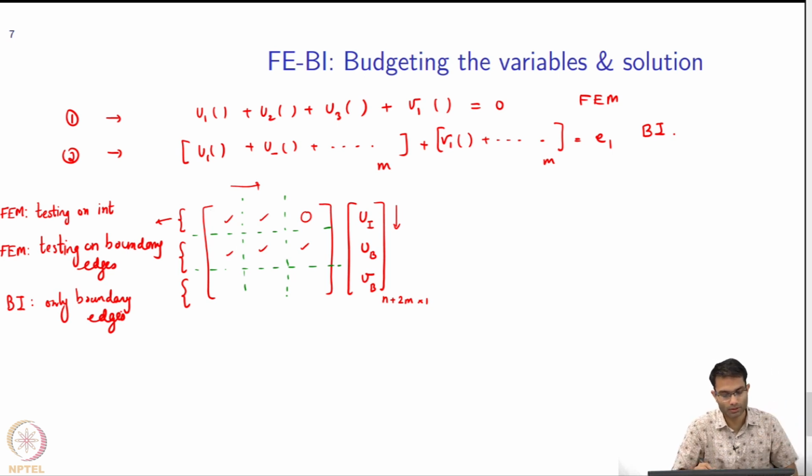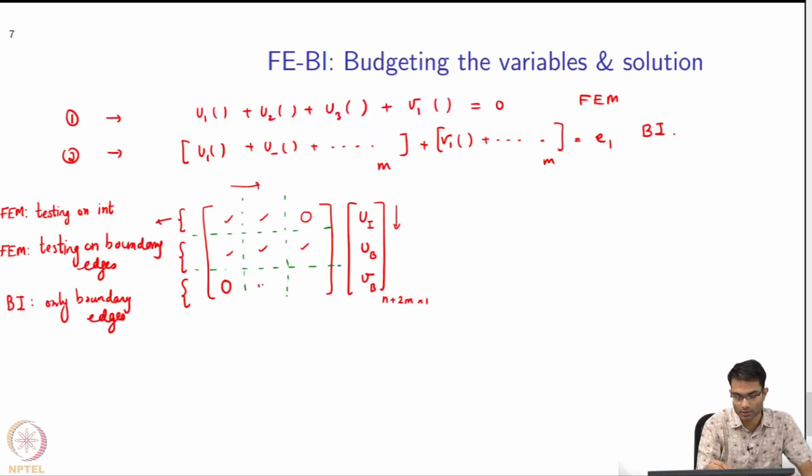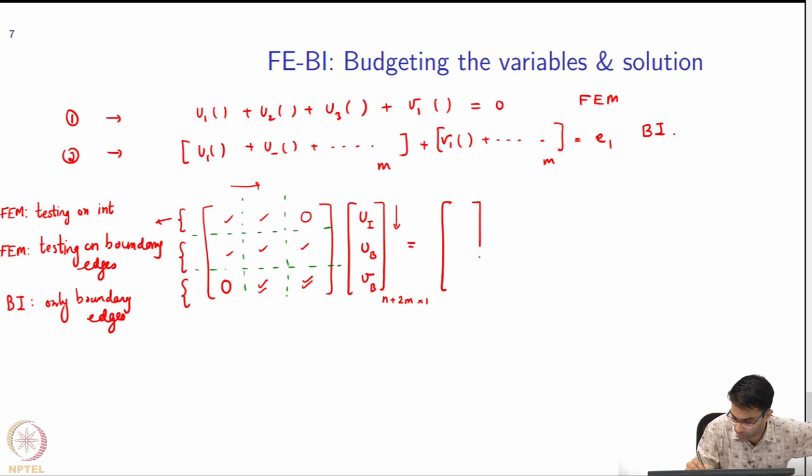Which of these blocks will be 0, which will be non-zero? First block is going to be 0, because the equation 2 that you have seen over here only involves the U's and the V's on the boundary. So this will be non-zero. So the last line, the vertex, is basically the second equation. The last is the second equation.